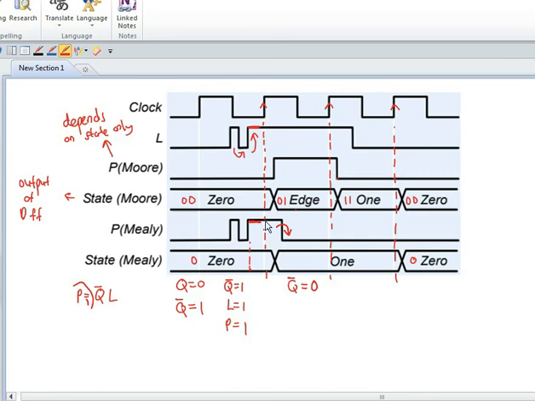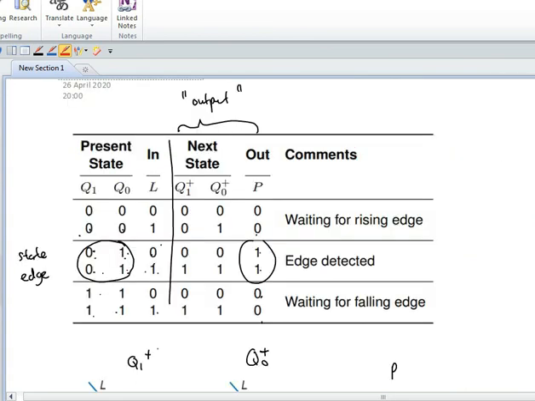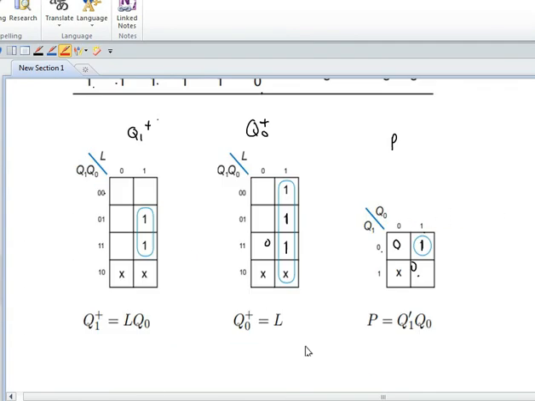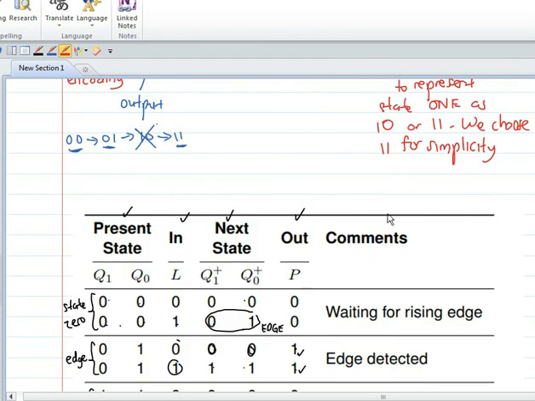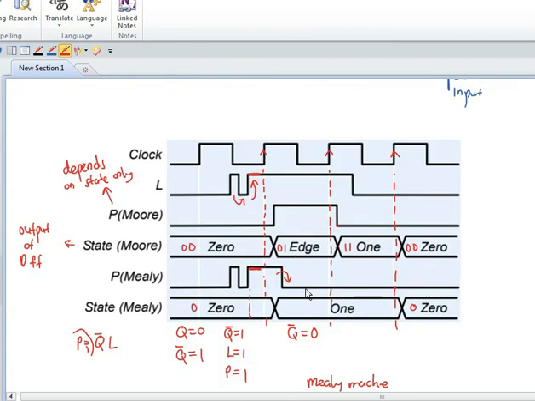So you also get a pulse here, but your pulse has glitches in it. So that's the disadvantage of the Mealy machine: its output has glitches. The advantage of the Mealy machine is you only need 2 states, so you need fewer flip-flops. Notice that you need 1 flip-flop only here, whereas in the Moore machine you need 2 flip-flops. So you save a flip-flop, but you have glitches in your output, right?